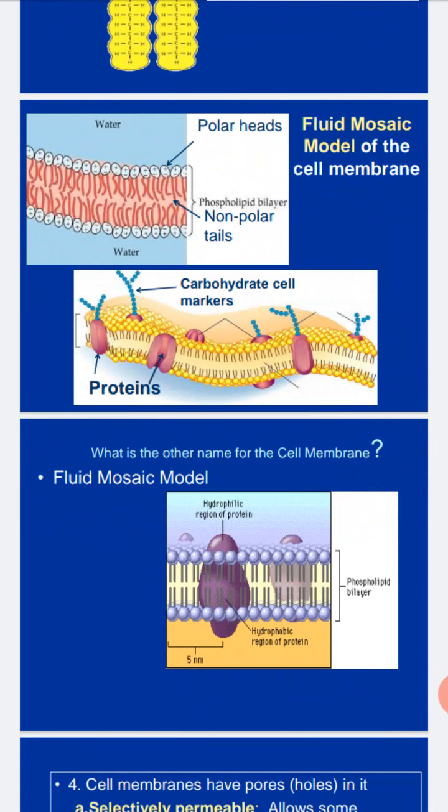What is the other name for the cell membrane? We call it the fluid mosaic model. This question is asked, a one line question. What is the other name for the cell membrane? It is the fluid mosaic model.